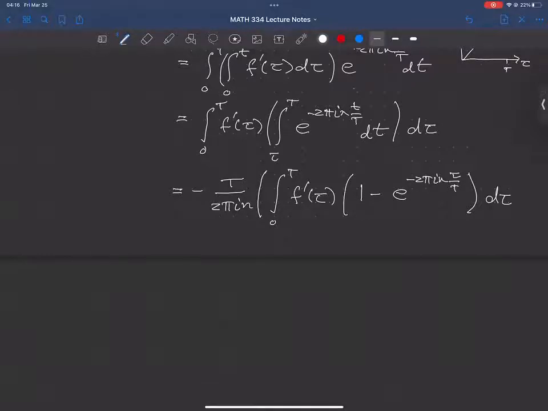So let me just reorganize this and swap the order here to kill that sign. So this is T over 2 pi i n, integral from 0 to T of f. So, whoops.